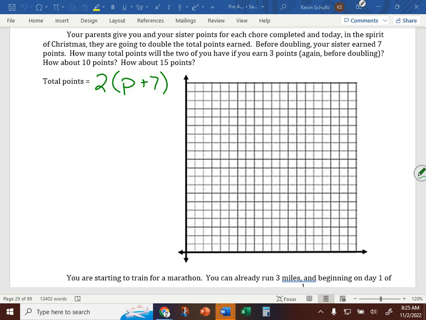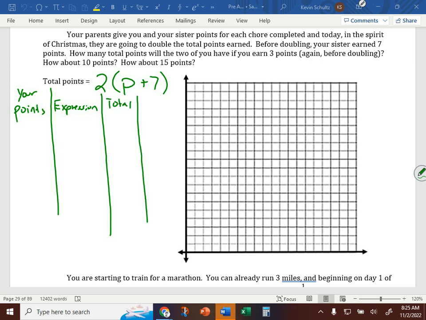Okay? So let's go to our function table here. I'm going to add a third column. I want to leave room for my labels here. I'll put your points. I'm going to put the expression. And then I'm going to put the total. Okay? So 3 columns here this time in our function table.